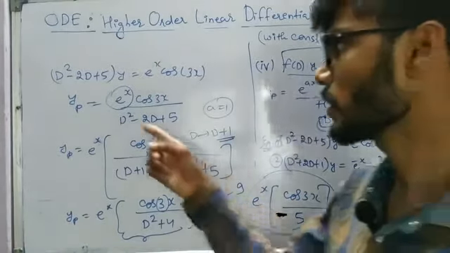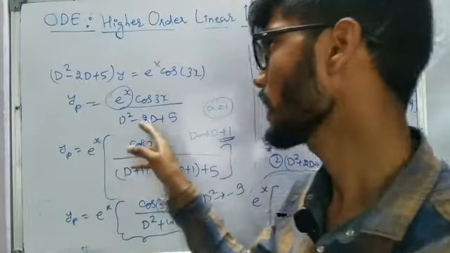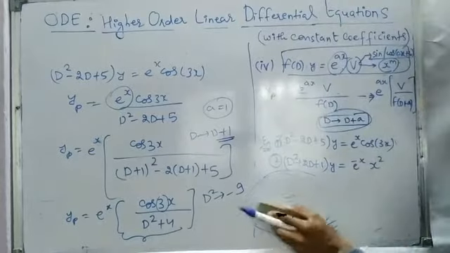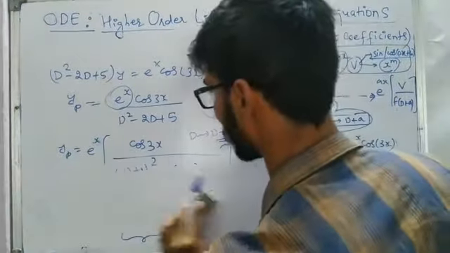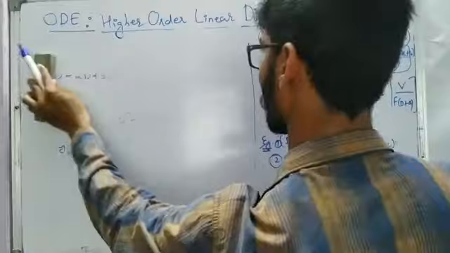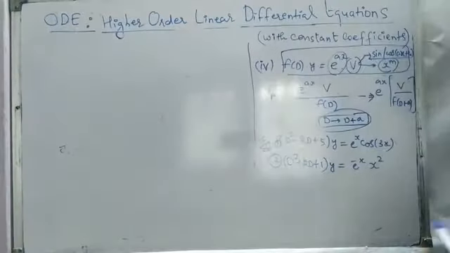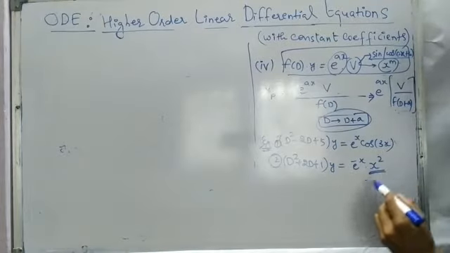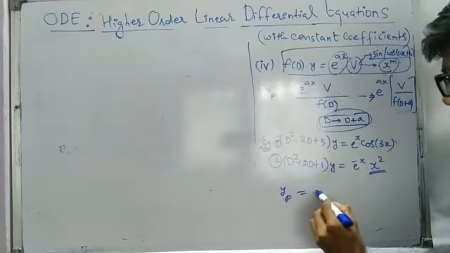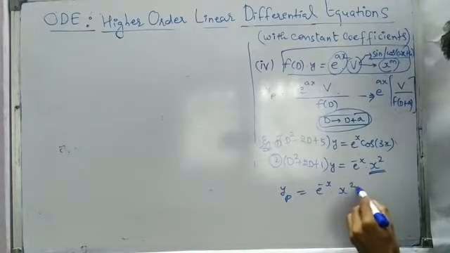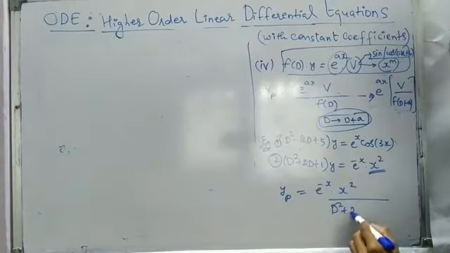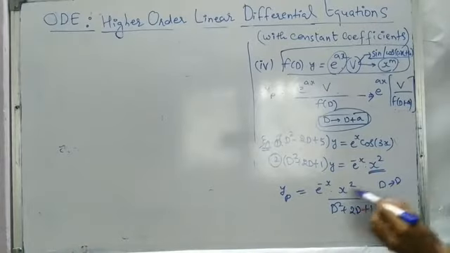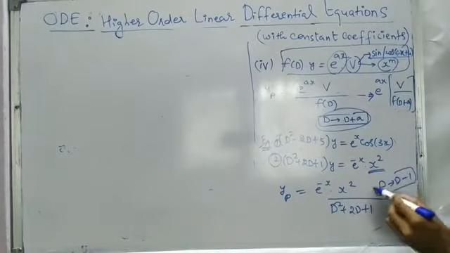So the only additional thing you have to do is separate this e power x term. To do that, replace d by d plus a and you are going to end up with case number 2. And in problem number 2, you are going to end up with case number 3, the binomial expansion one. So the problem is d square plus 2d plus 1 into y is equal to e power minus x into x square. So yp is nothing but e power minus x into x square divided by d square plus 2d plus 1. So replace d by d plus a. So a is nothing but minus 1 here. So replace d by d minus 1.